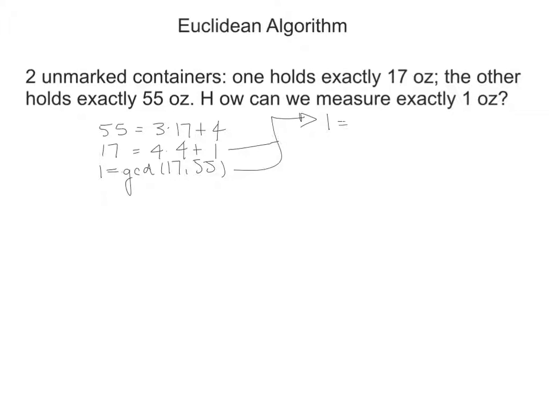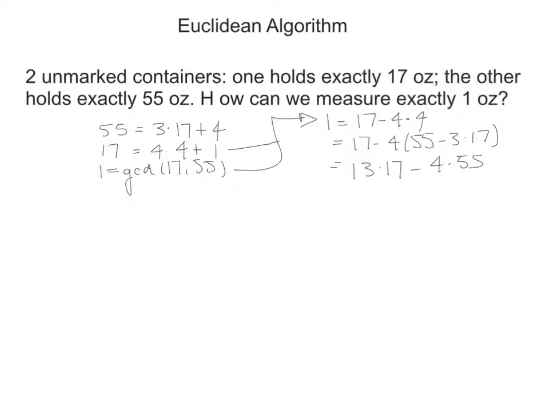So we get 1 is equal to 17 minus 4 times 4, which is equal to 17 minus 4 times 55 minus 3 times 17. So then we get 13 times 17 minus 4 times 55. So here is our answer. We just need to understand it. But essentially, this is telling us we're going to fill the 17-ounce container 13 times, and something about maybe emptying, because of the -4, our 55-ounce container 4 times.